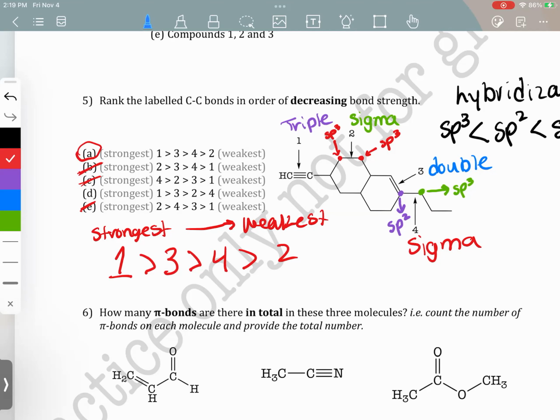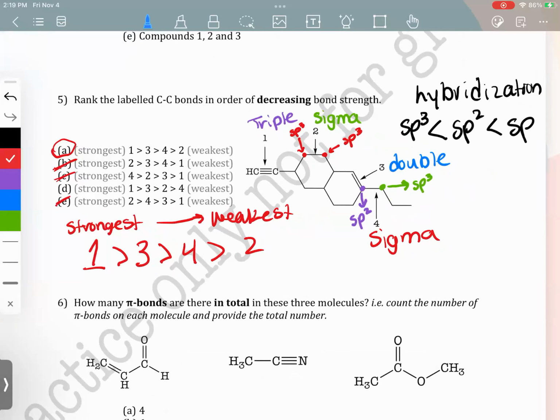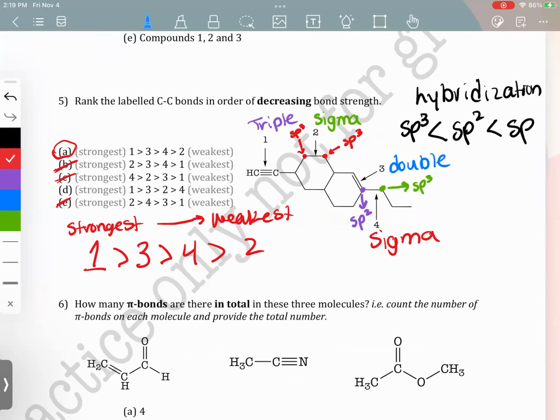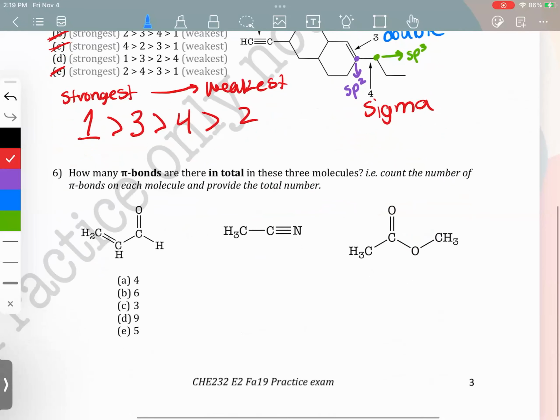All right. And then you said sp is stronger than sp2? Yeah, sp is stronger than sp2, and sp2 is stronger than sp3. Okay. That makes sense. All right. Let's move on. Question 6.